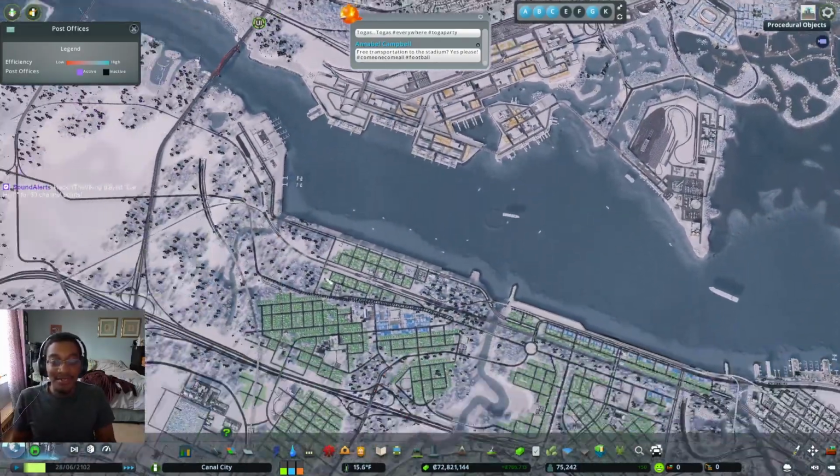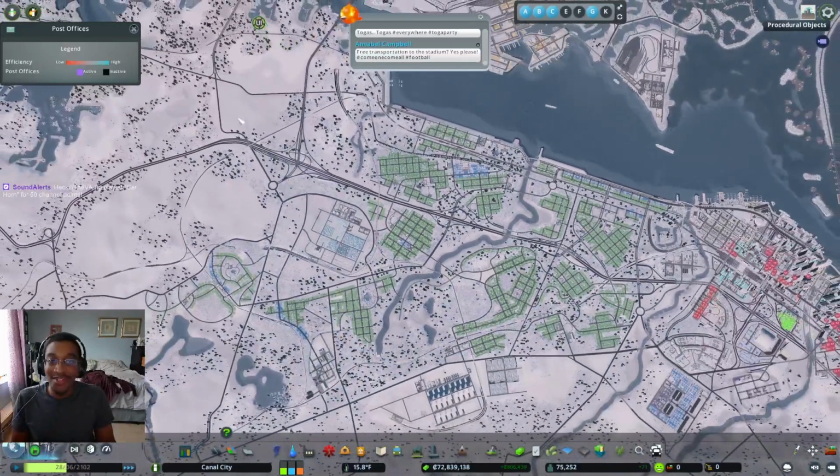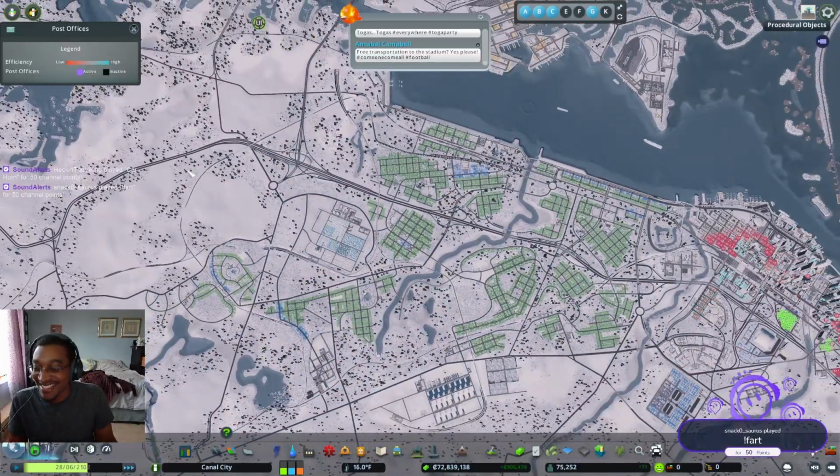And that's it. And to export as well. Make sure your trains connect outside.